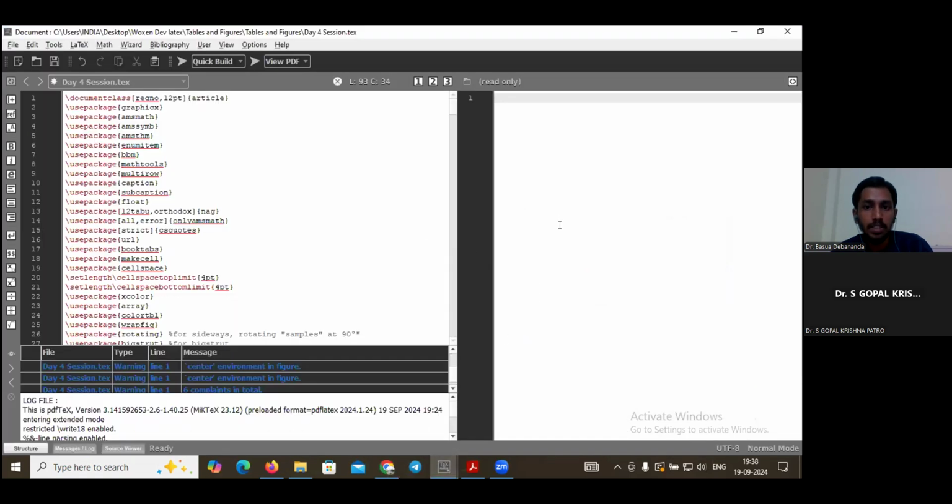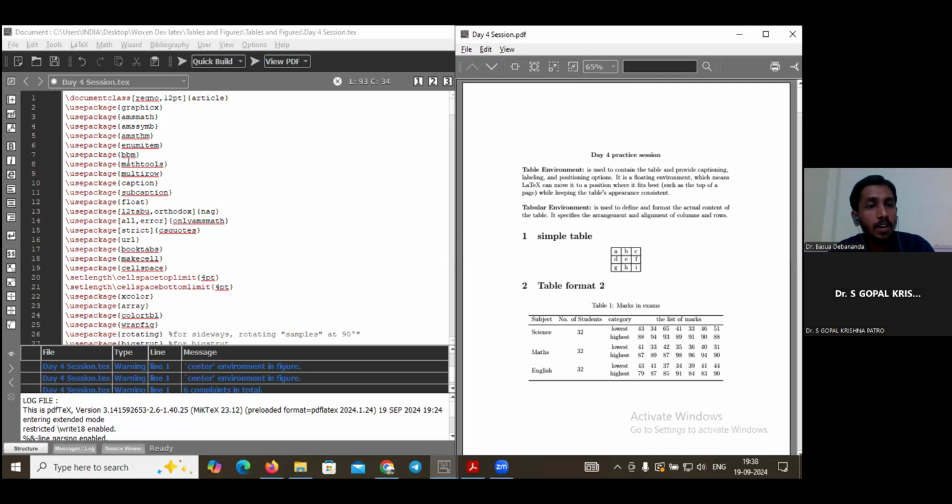Now moving towards the session. What are the other packages we need? \usepackage{mathtools}, you already discussed yesterday. \usepackage{multirow}, to draw multi-rows this package is needed. \usepackage{caption}, to write the caption in the table this package is needed. \usepackage{subcaption}: if you want two figures, you have to write two captions, one by one as subcaptions, then that package is also needed.